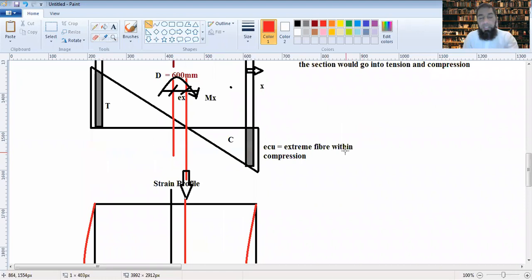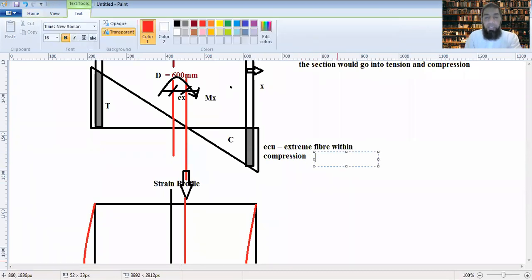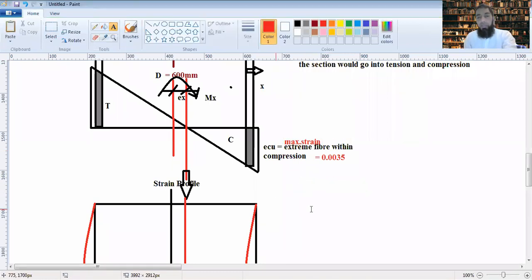Now, the extreme fiber here, ECU, is in compression. What would be the amount of compression in the extreme fiber when you have flexural loading now here? Because you are treating it as flexural loading, not the crushing load. It would be 0.0035. This is the maximum amount of compression strain, the maximum strain at the extreme fiber within compression is 0.0035.